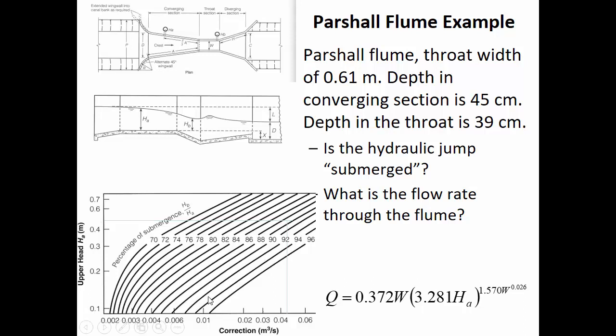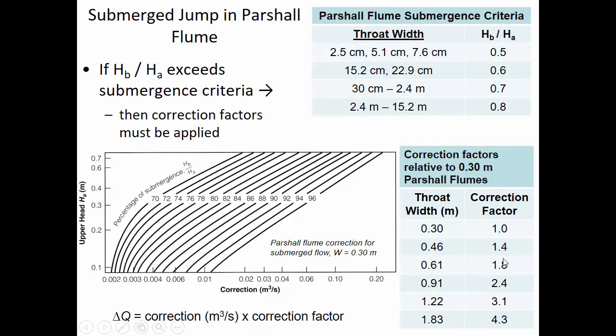This figure is the 0.3 meter correction, but the given throat width that we have for our flume is 0.61. So if we go back over here, that means that if the hydraulic jump is submerged, we're going to have to utilize a correction factor of 1.8. So I'm going to write that on the board so we don't lose track of it. Correction factor is 1.8. So that's just kind of filed away in the back of our minds if it comes up.